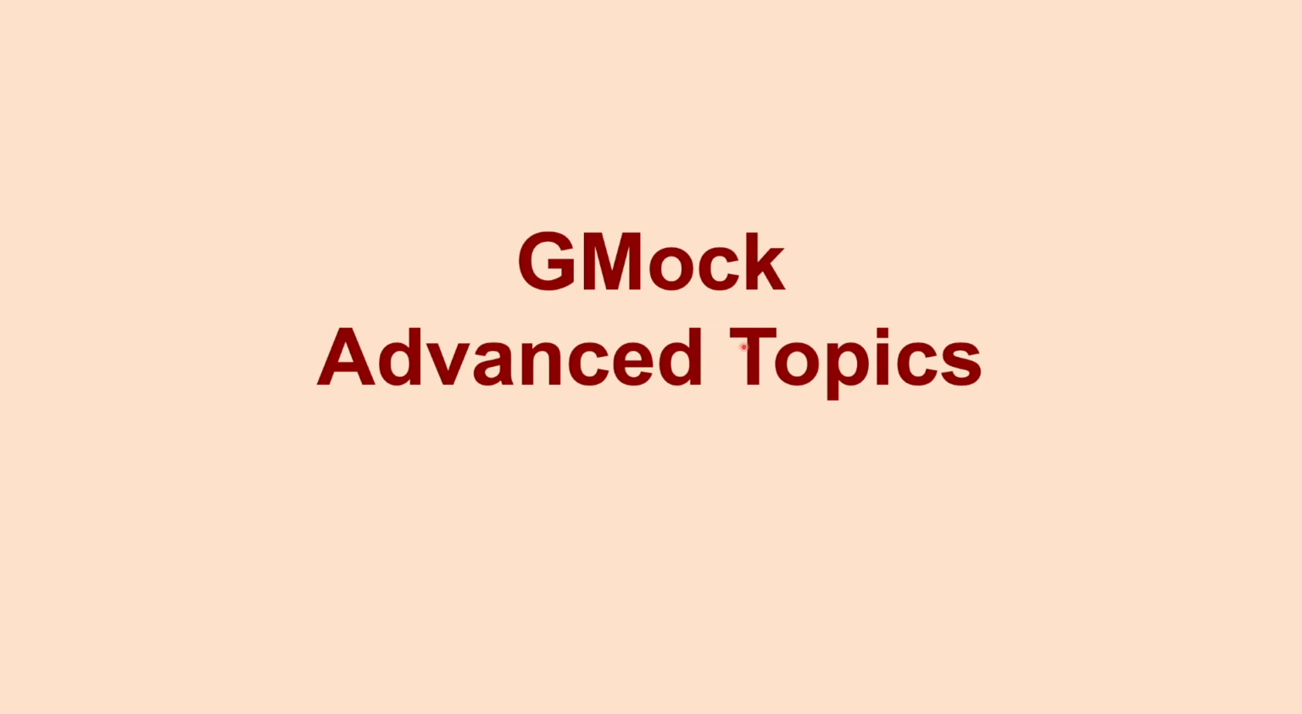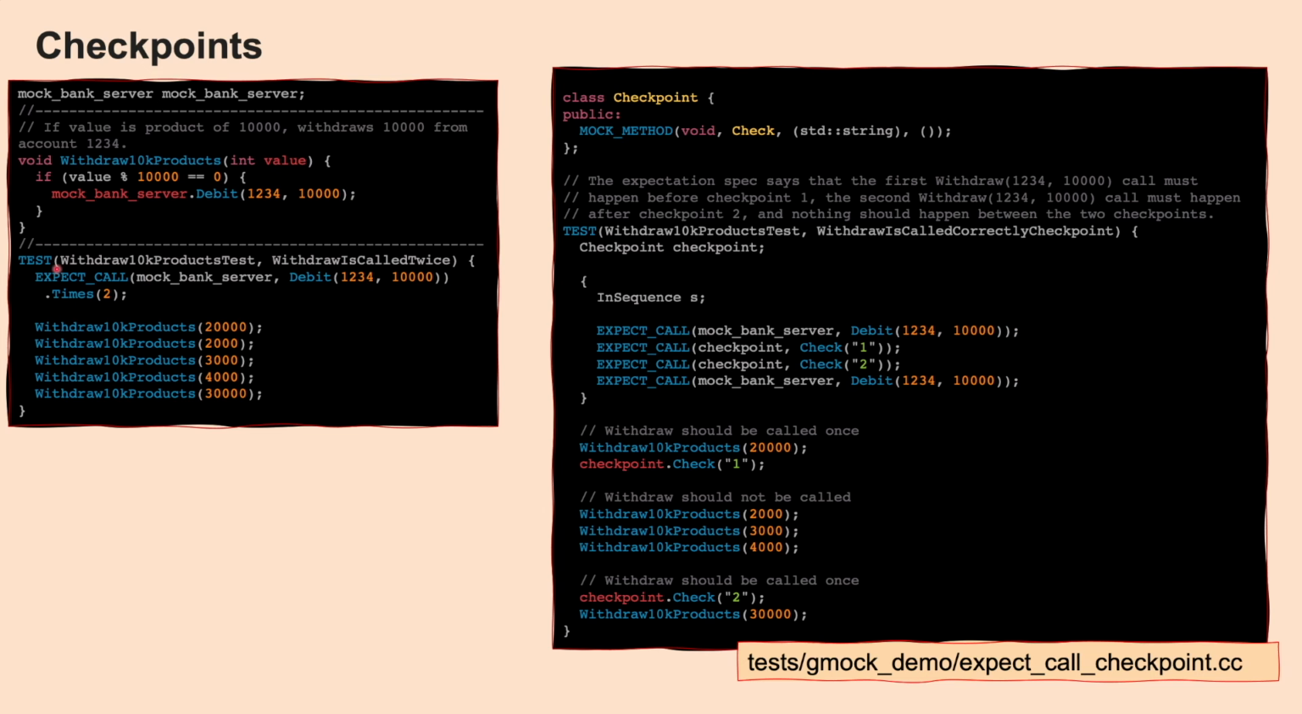Up next, GMock Advanced Topics. In this section, I will go over more advanced topics that you need to be aware of from GMock. First, how to create checkpoints. Suppose in my ATM machine, I specify that the debit function should be called only twice with these parameters. And then I have multiple function calls to this function that takes a parameter, and only if the parameter was divisible by 10,000, it calls debit.